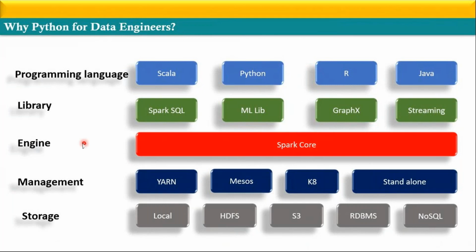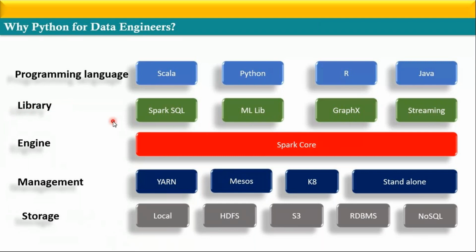Then the third component from the Spark side is Spark Core. Over here, the code is written in terms of RDDs. We will be covering that particular stuff, but at this point of time, just think of it as the engine. That is nothing but Spark Core, where the code is written in terms of RDDs, resilient distributed datasets. We are having different libraries: Spark SQL, MLlib, GraphX, streaming.